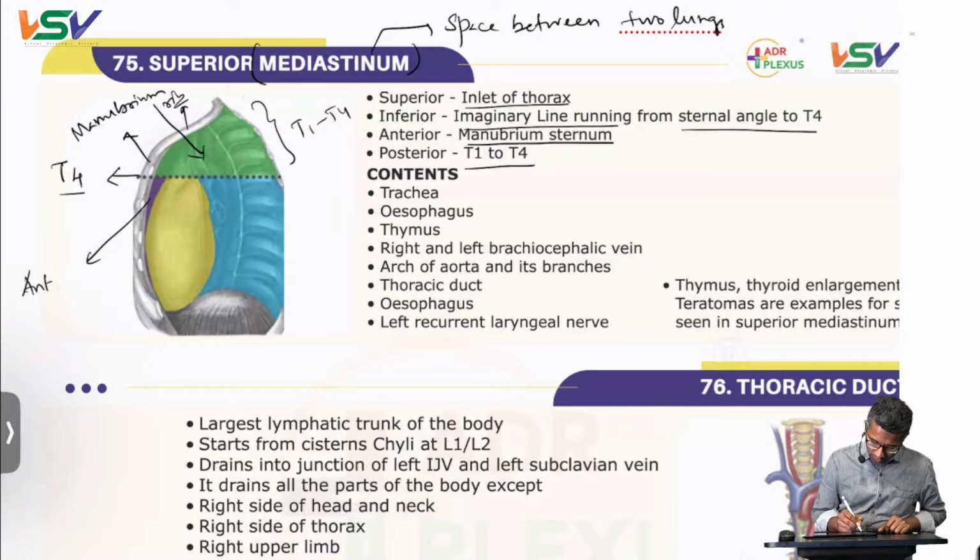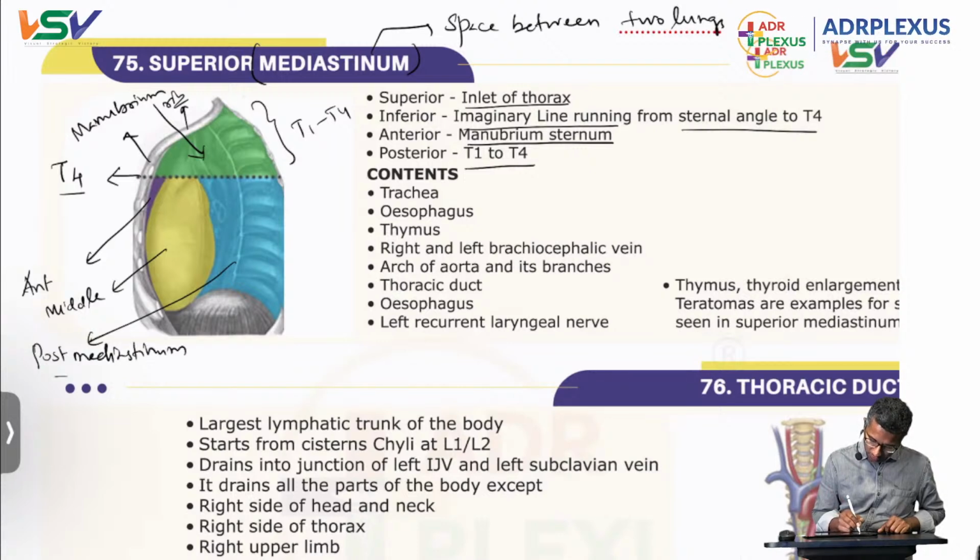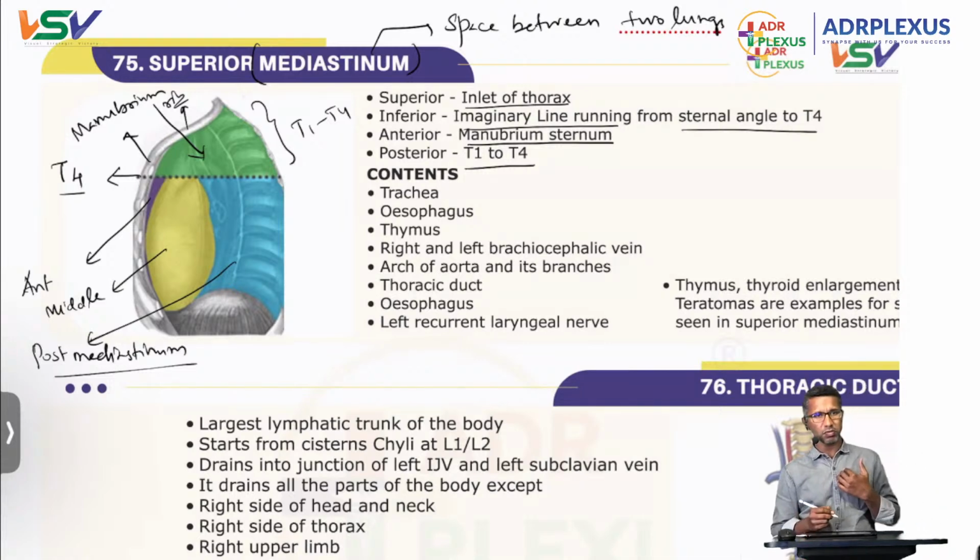One is called anterior, middle, and posterior mediastinum. Remember, the inferior mediastinum is divided into anterior mediastinum, middle mediastinum, and posterior mediastinum.